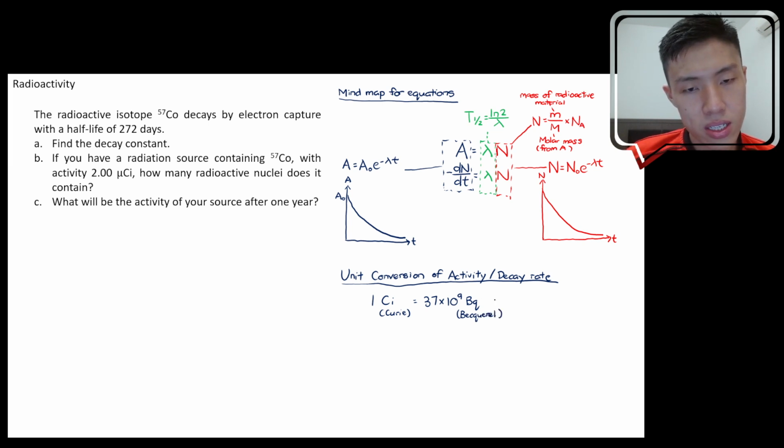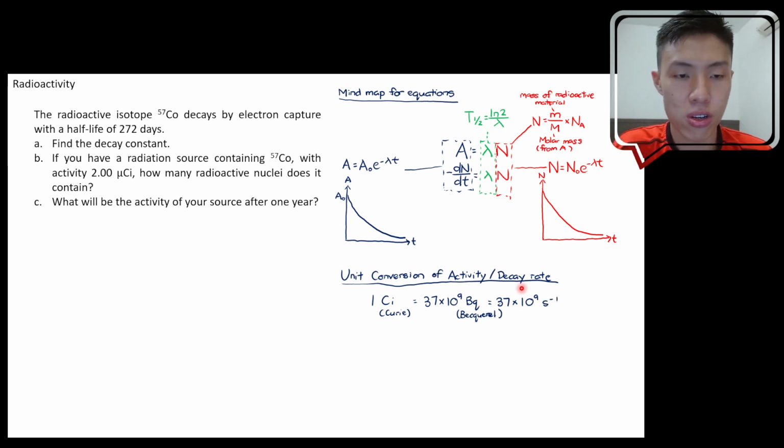Okay, then what is 37 billion becquerel? 37 billion becquerel is equivalent to 37 times 10 to the power of 9 per second. So this much decay happening per second is equivalent to 1 Curie. So if you have an activity of 1 Curie, that means there are 37 billion decays that happen per second. Okay, so if you understand the mind map for equation that relates between these 5 equations and the unit conversion for activity, I think you should be able to sail through all the questions within our syllabus quite easily.